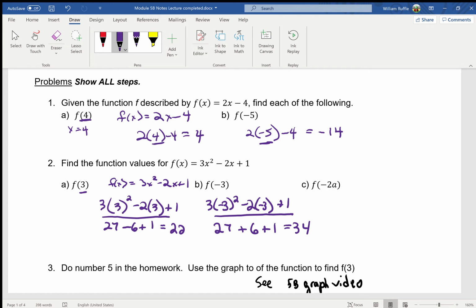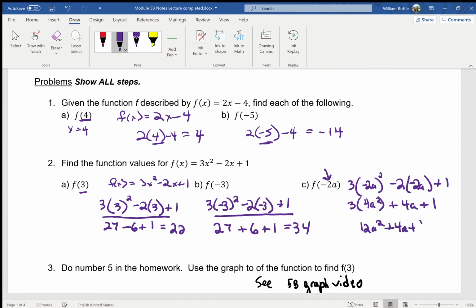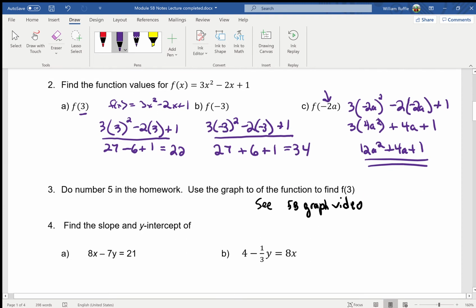Then they will show one with a letter, and I must admit these get a little annoying. So I have 3 times, and then I have to put in here negative 2a squared, minus 2 times negative 2a, plus 1. I have to do negative 2a squared first, which is really 4a squared. Negative times a negative is plus 4a plus 1. And I still can multiply 3 times 4a squared, so that's 12a squared plus 4a plus 1. That's a weird looking answer for us, but that's what they're looking for.